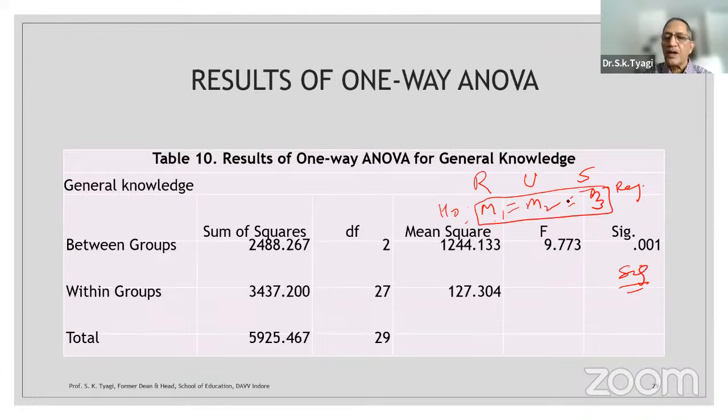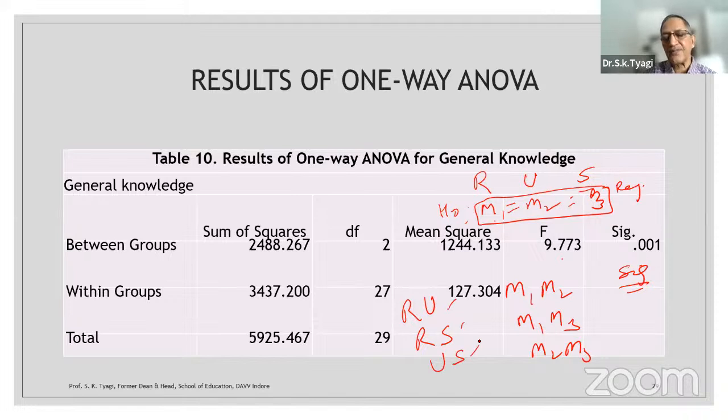Now, in ANOVA, we further investigate because the F value is significant. Now, we have to identify which groups differ in their mean score. Suppose there are three pairs: mean 1 and mean 2, mean 1 and mean 3, and mean 2 and mean 3. So rural, urban; rural, semi-urban; and urban, semi-urban. Out of these three pairs, which ones are significant and which ones are not significant?